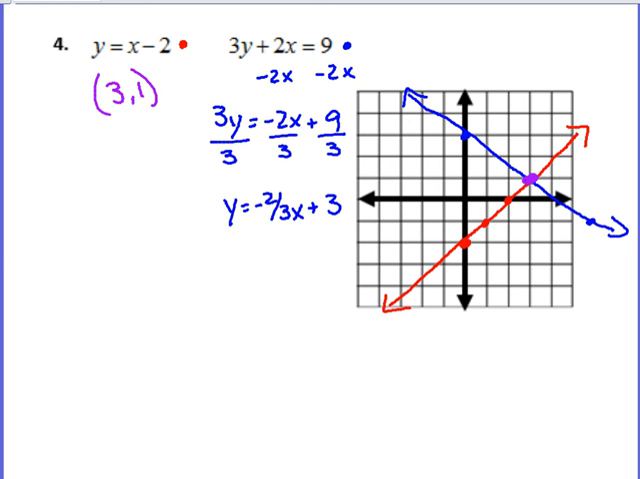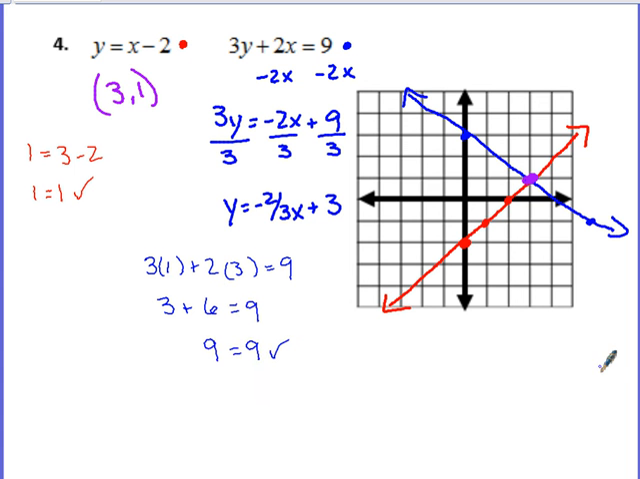All right, I'm going to check my answers by plugging 3 in for x and 1 in for y in both equations. So if I do that, for the red one, I get 1 equals 3 minus 2. Well, 3 minus 2 is 1, so that's a true statement. Then if I try the blue one, I'm going to go in the original. So I have 3 times 1 plus 2 times 3 equals 9. Well, 3 times 1 is 3. 2 times 3 is 6, and 3 plus 6 does equal 9, so that is true. So we can always check by plugging back in.